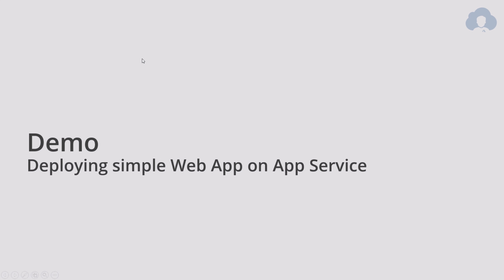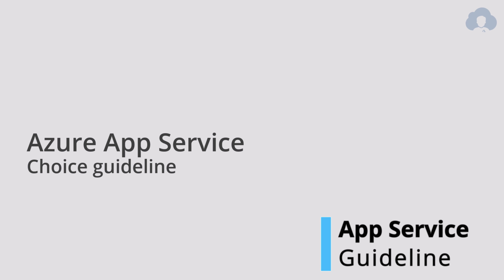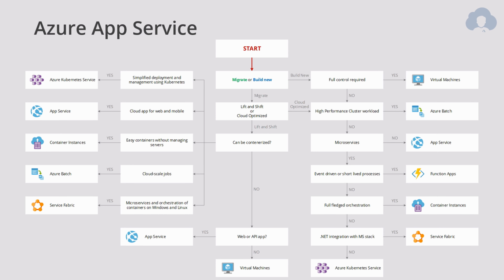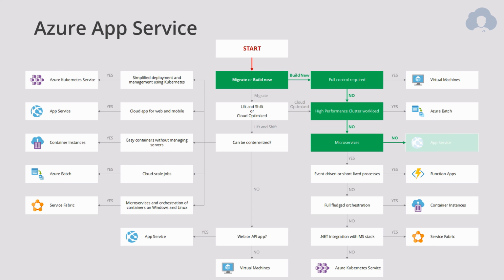So going back to our presentation, let's talk about when would you choose Azure App Service, because there are a lot of options in Azure for the compute and hosting of web applications, and what would be the good choice for the App Service. This diagram might be big at start, but it's very simple. So let's go through the scenarios. If you're building a new application, you don't require full control, this is also not a high performance computing scenario, and this is also not a microservice scenario, that means it's a perfect case for the App Service.